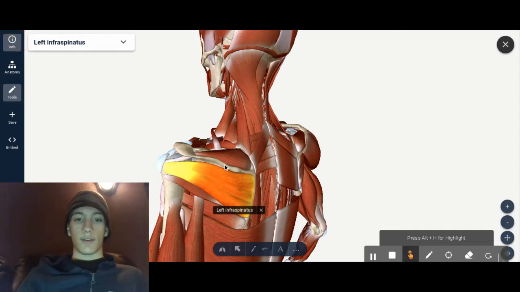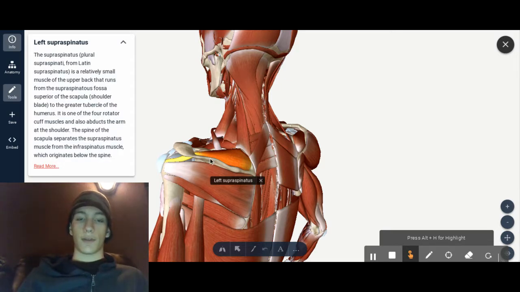So your supraspinatus attaches on your supraspinous fossa. Remember, this giant ridge on your scapula is a spine. Not this spine. This is a different spine. It's a ridge of bone. And above it, or superior to it, is your supraspinous fossa. And your left supraspinatus, or muscle above your spine, is attached to your supraspinous fossa.